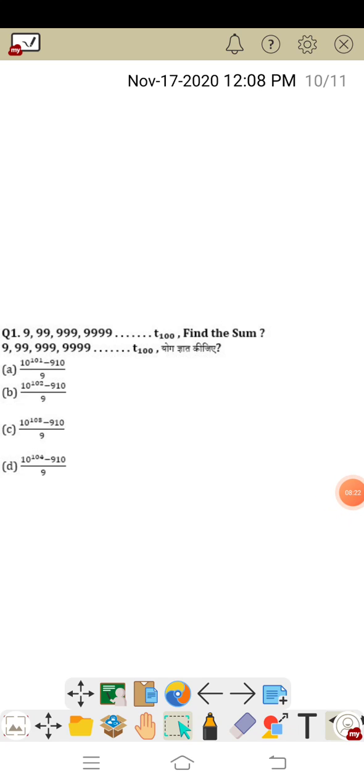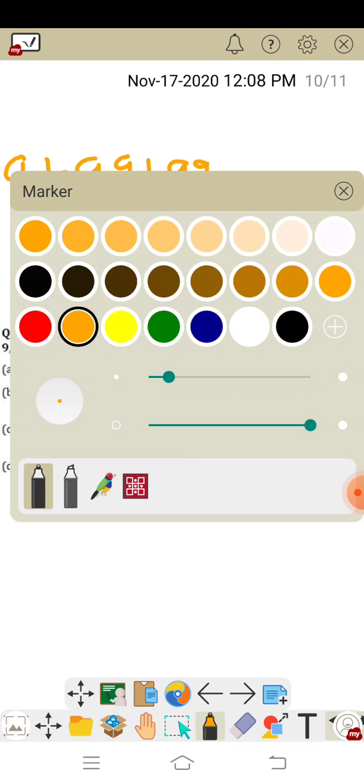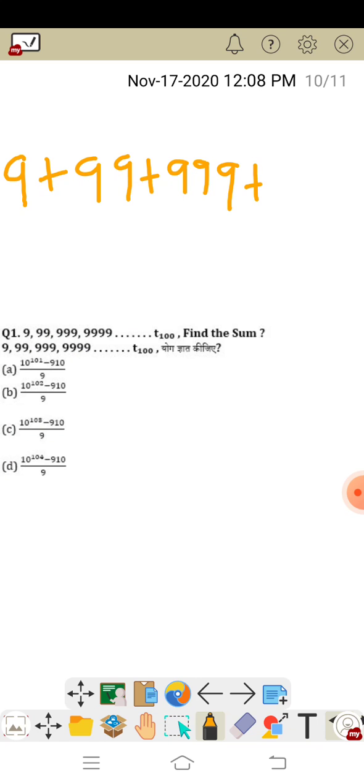Now let's see an example in geometric progression, right? What is given? 9, 99, 999, with 4 nines and so on, up to t100. Find the sum. He is asking this question: 9 plus 99 plus 999 and so on, 100 terms. First we need to check whether this progression is a geometric progression or not.